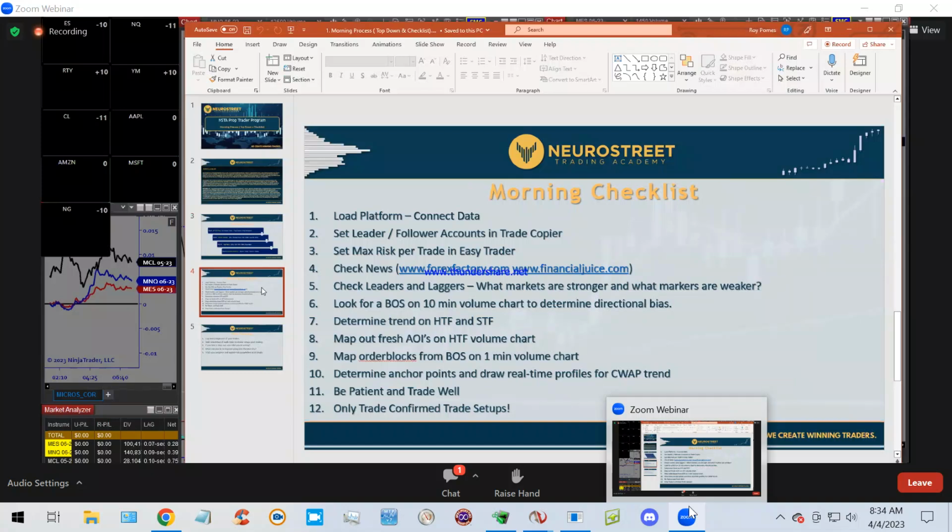Morning process: load platform and connected data, step 1. Step 2, set leader and follower accounts in the trade copier. Step 3, set max risk per trade in Easy Trader. Check news, Forex Factory, Financial Juice, two sites we use for news. We'll check leaders, laggers, which markets are stronger, which markets are weaker. Look for a BOS break on the 10-minute volume chart to determine a directional bias.